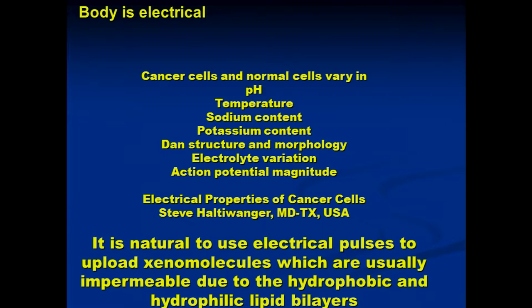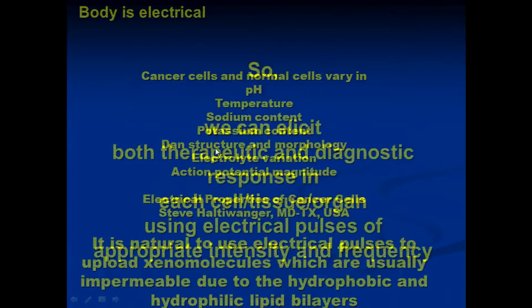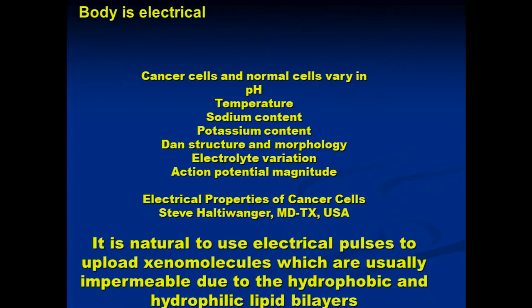In addition also, okay, using these properties, you see the cancer cells will have different pH, different temperature, different potassium content, sodium content, and hence the resting potential or action potential, and then the DNA structure, everything varies, okay? So, it is easily useful for us to apply electrical pulses and get benefit out of it, okay?